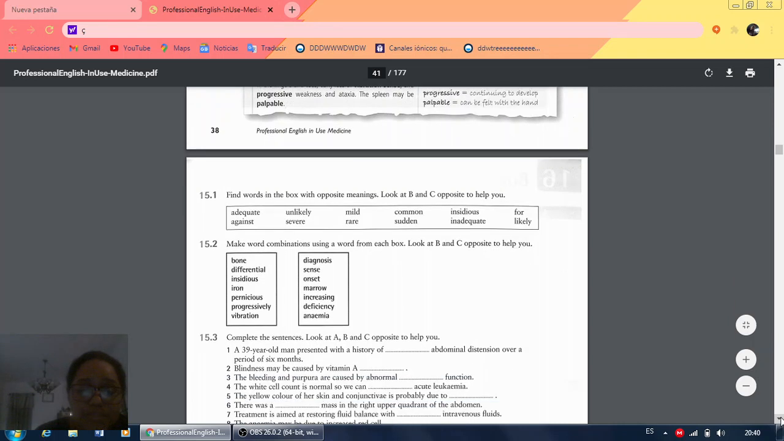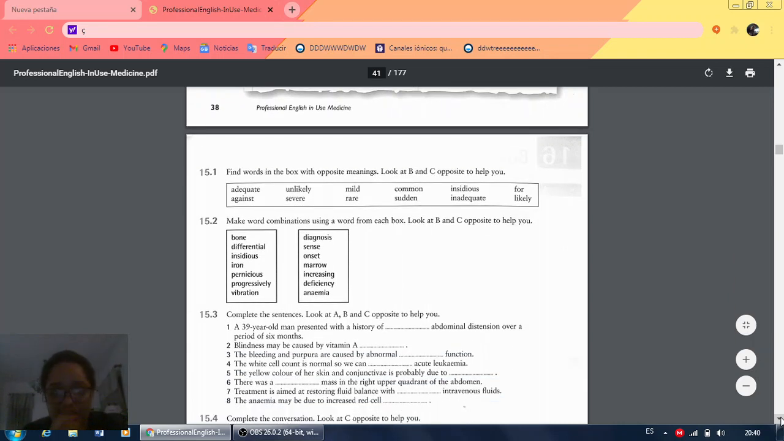Very good, very good. Make two-word combinations using words from the box. B and C are positive to health. Bone marrow, different diagnostics. Insidious onset, iron anemia, pernicious definition. Progressivity increases. Vibration sense. Very good.